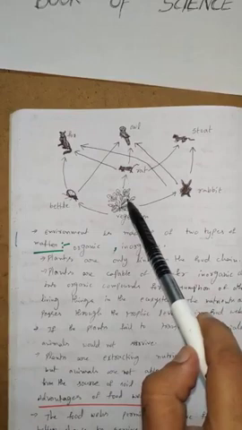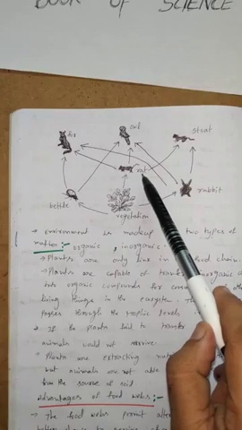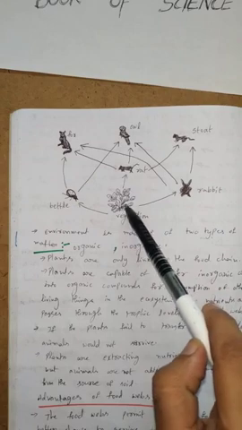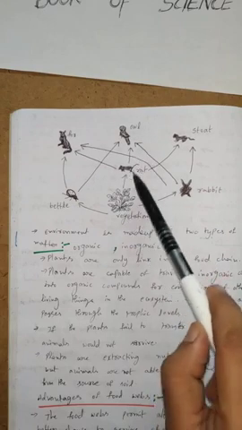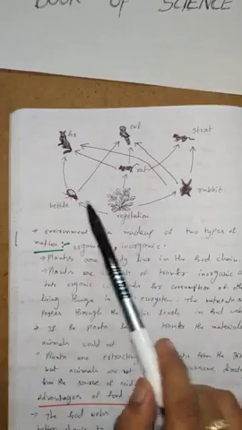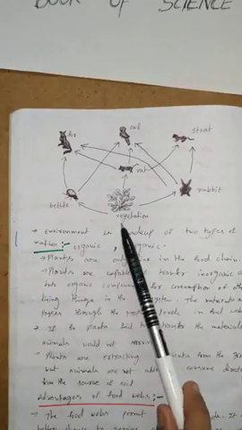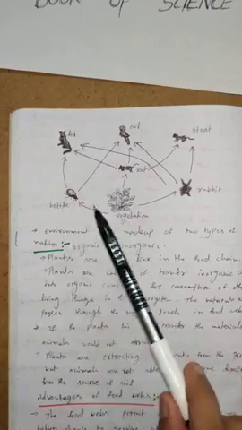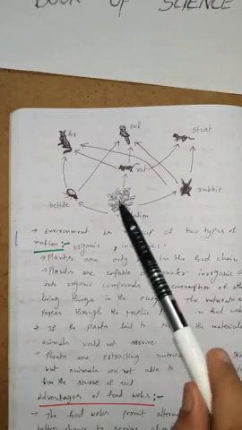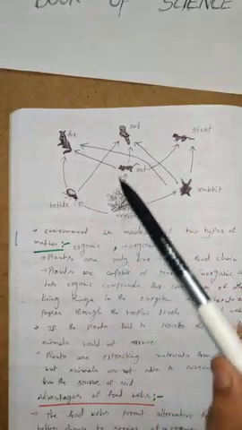Here this is the green plants, rat, owl. Here the rat eats plants, the owl eats the rat. So here vegetation, rat, owl is another food chain. This one is the plants, beetle, fox. Here the beetle eats plants, the fox eats the beetle. So this is another food chain. This is one food chain, this one is another food chain.